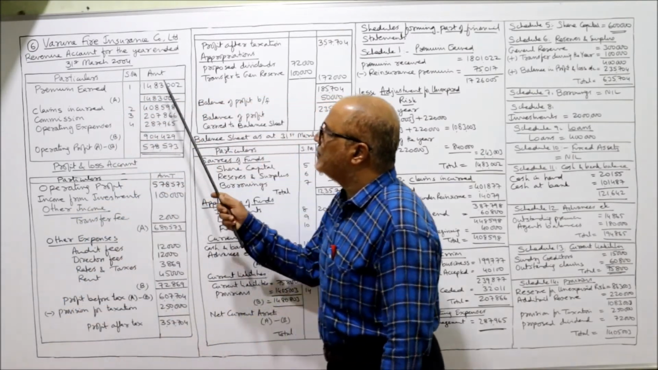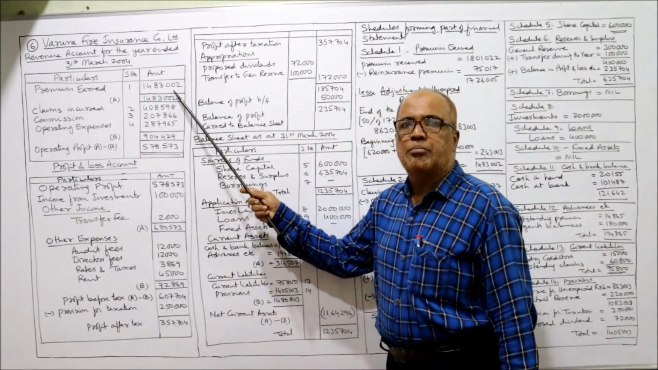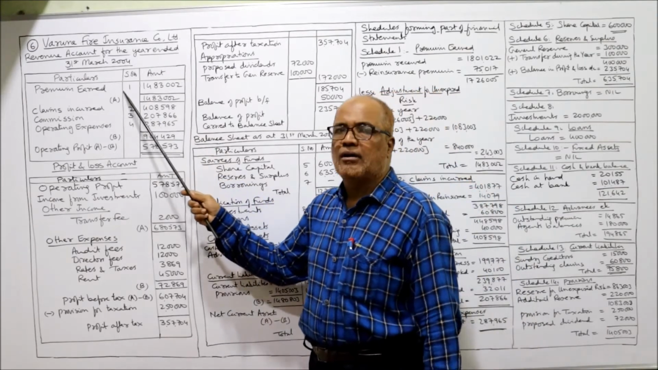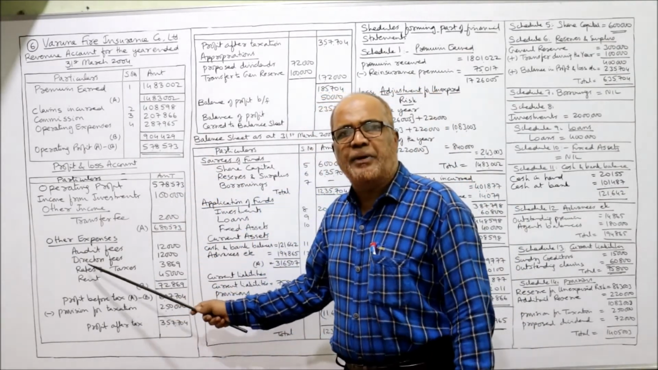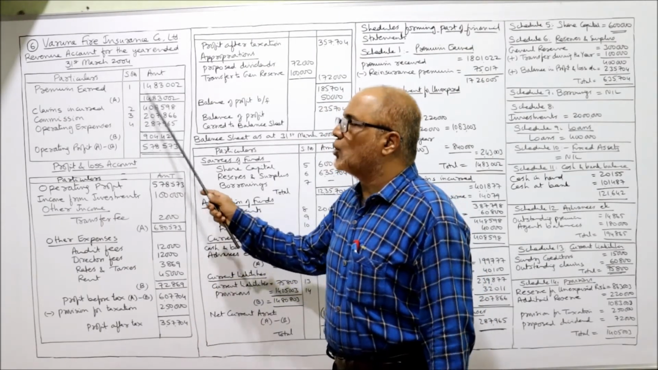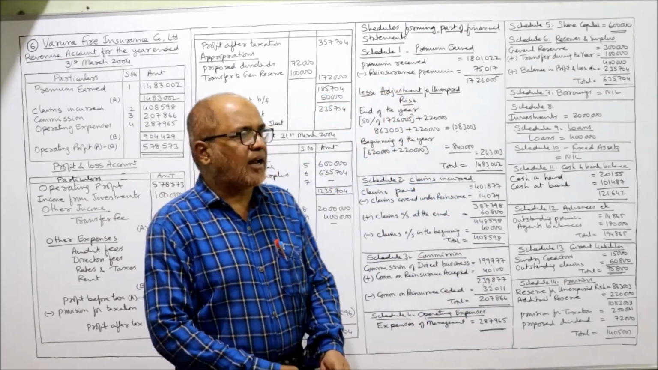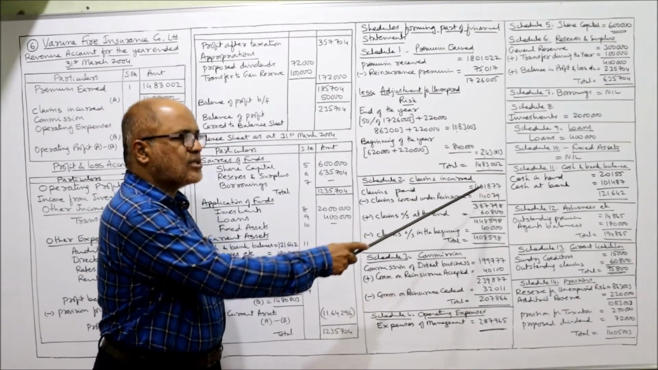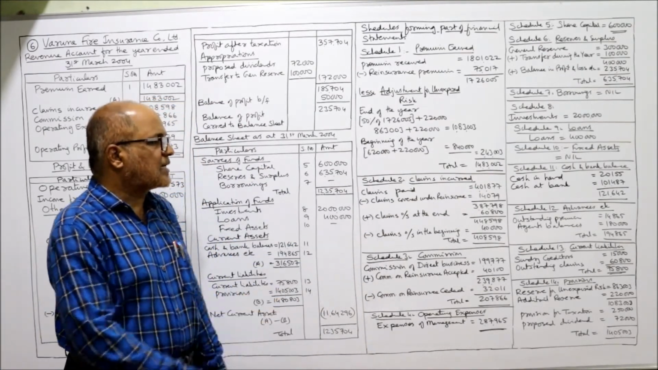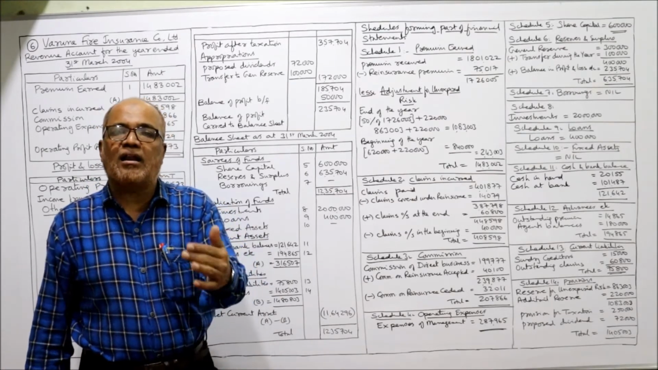Now I will take it here. 14,83,002. Premium earned. Schedule number 1. No other income. Income from investment and other income will take it in P&L account. So A, total. Now claims incurred, schedule number 2. Claims paid 4,01,877. From this we deduct claims covered under reinsurance.